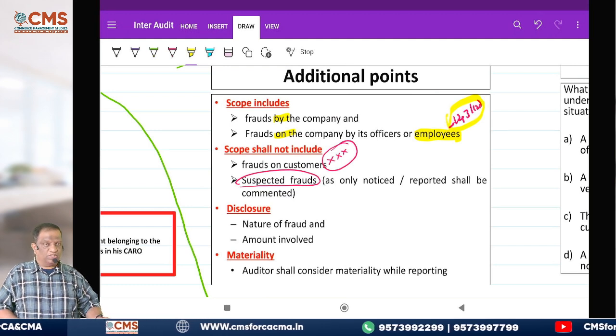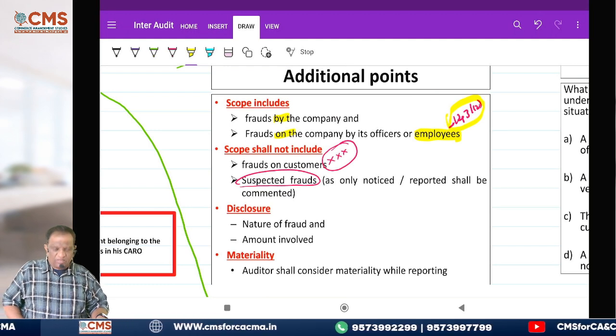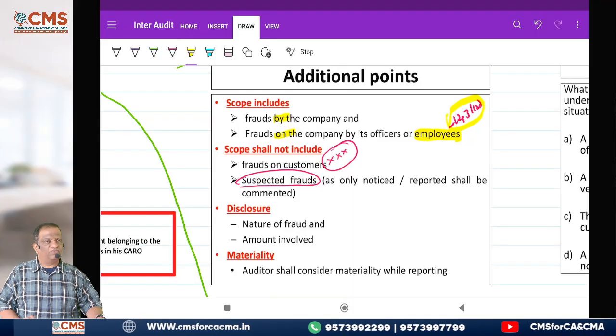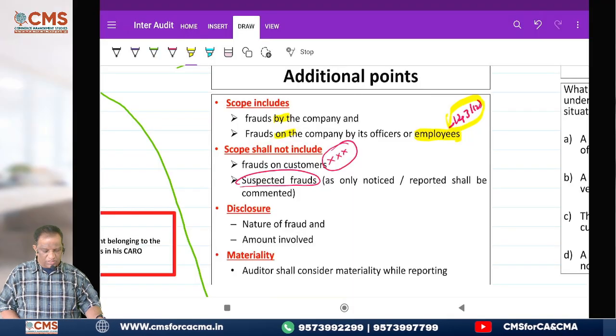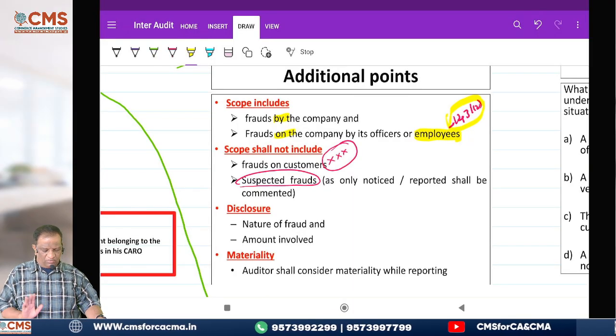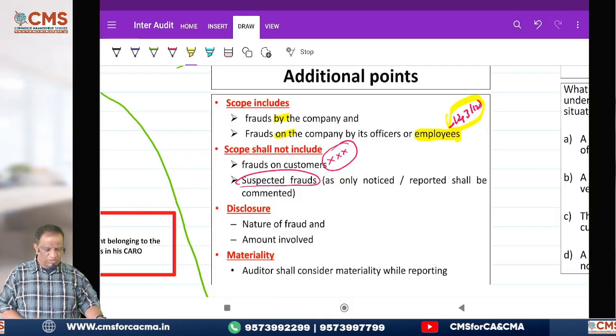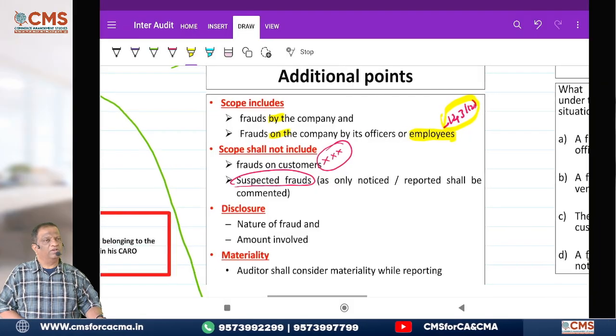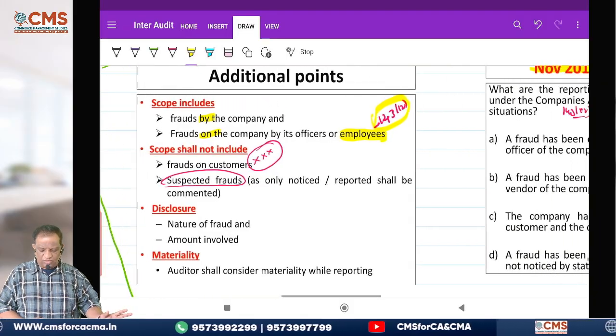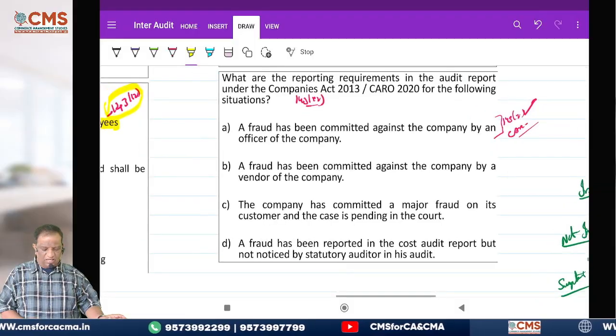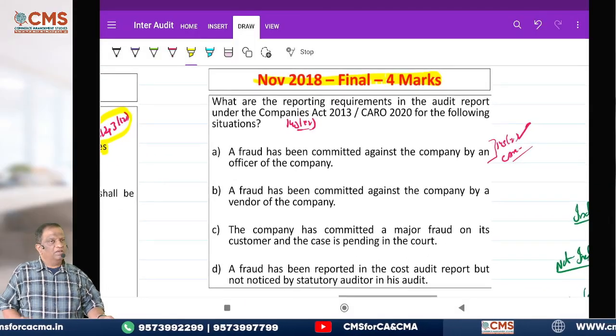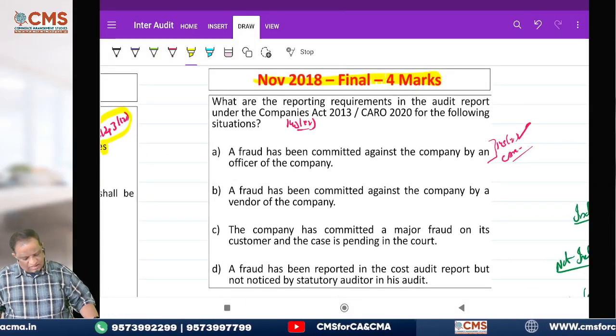And the disclosures. So here what do we need to disclose? If at all there is a fraud on the company by the employees, then what is the nature of the fraud and what is the amount of the fraud? But while disclosing, the auditor will have to keep materiality in mind. So small frauds he can ignore. Look at here and tell me, so that you understand the type of questions that can come.